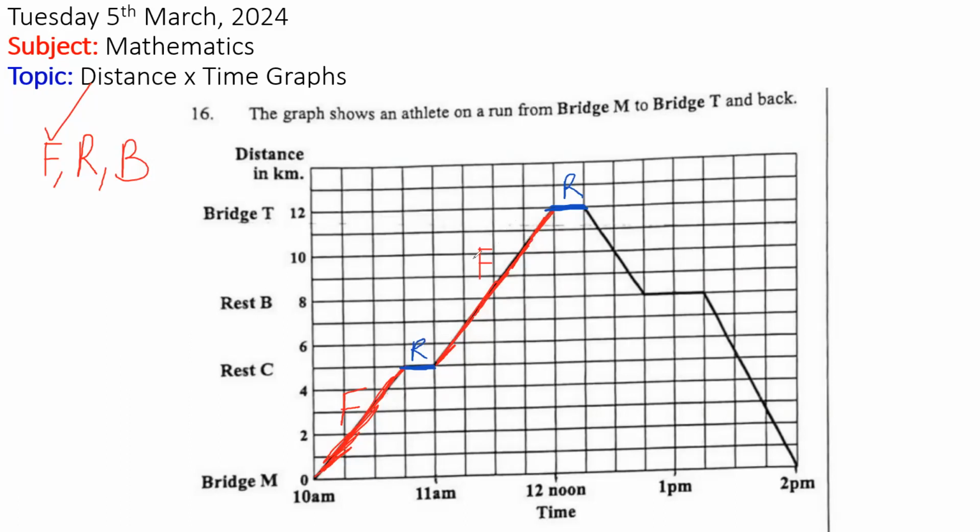When we see a line ascending or slanting and ascending, that means that the object is moving forward. And when we see a slanted line that is horizontal, that means that the object is at rest.